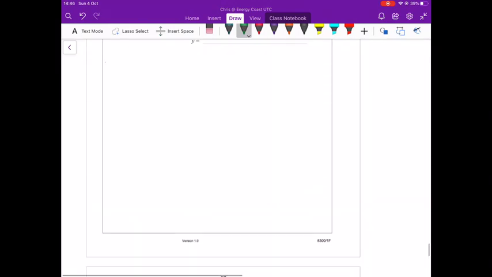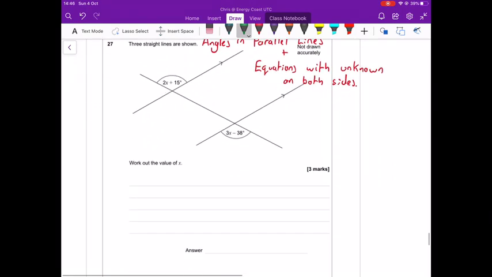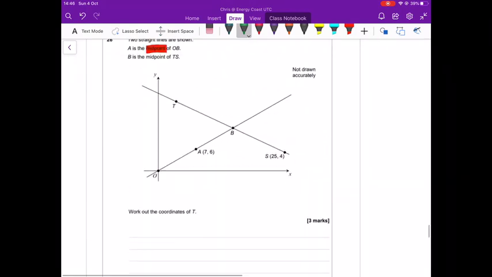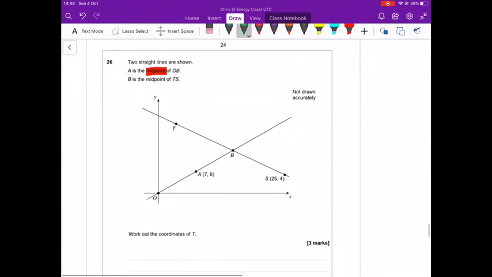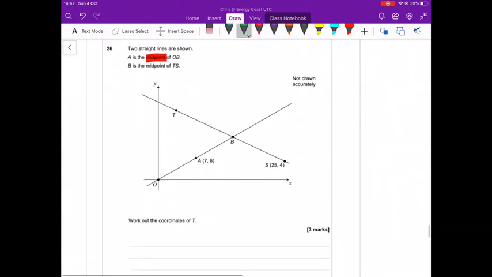Right, last ones are fairly tricky. I haven't got many more to go, okay? But these are proper grade 5 questions, the past 4 ones, so let's have a look. Okay, so midpoints of graphs, of coordinates is basically what we're looking at, okay?